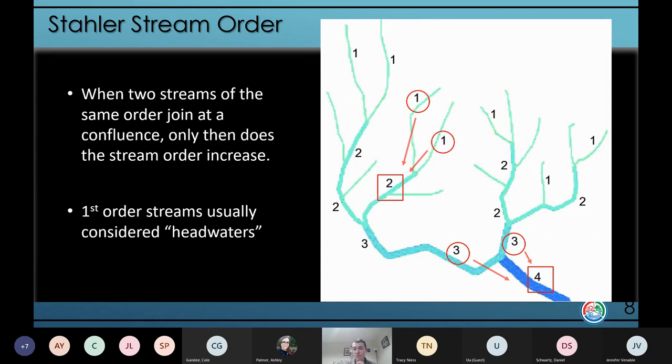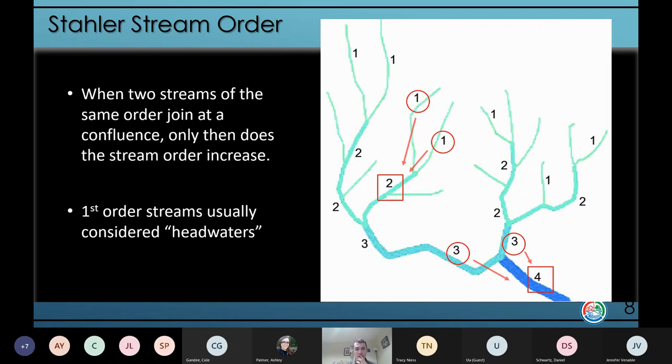And hopefully that picture on the side can give you a little bit of a better clue in terms of ordering a stream. So usually the ones are at the top, twos are in the middle, threes are towards the bottom, and a four or five is going to be very big water, a very high quantity, and that will be towards the mouth of a river or river system.